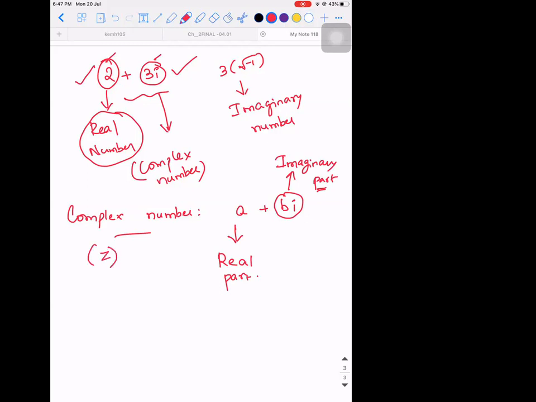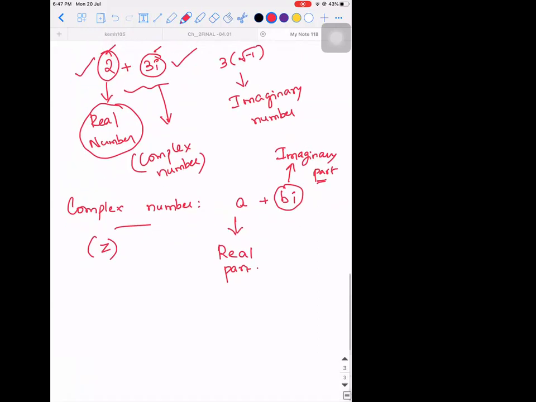It is standard form. Complex numbers are represented by the symbol small z. So don't get confused between the bold Z and the small z. The bold format always represents a set. Wherever you see bold format, that is a set. The small z is just a symbol that represents something else. So small z is equal to a plus ib.